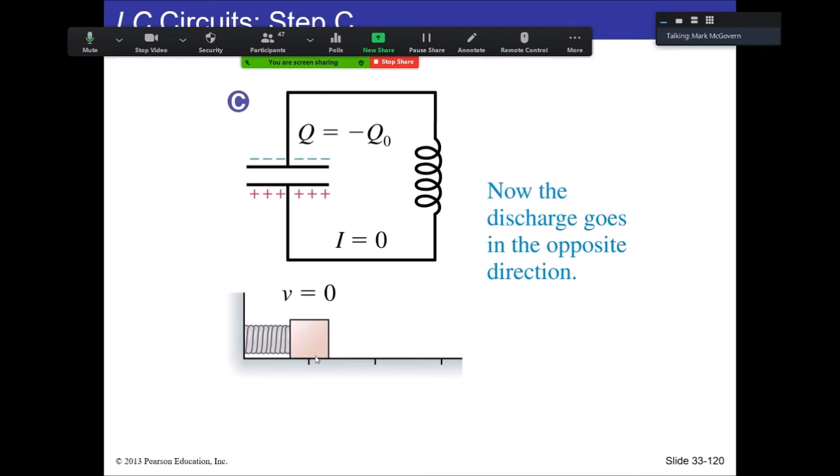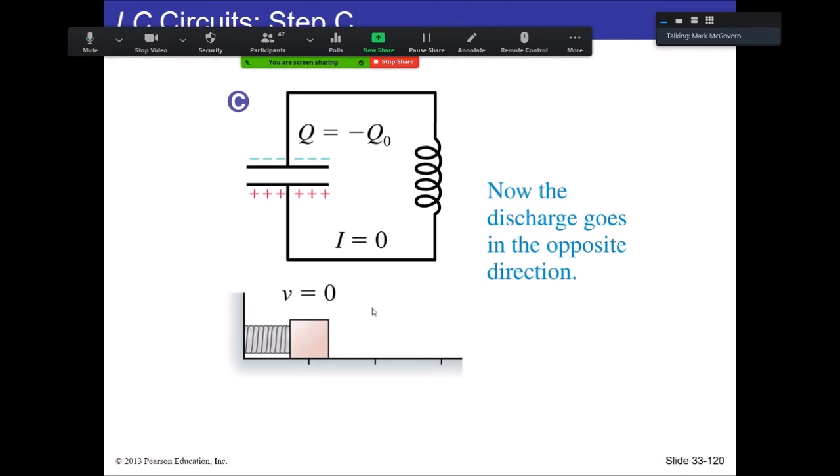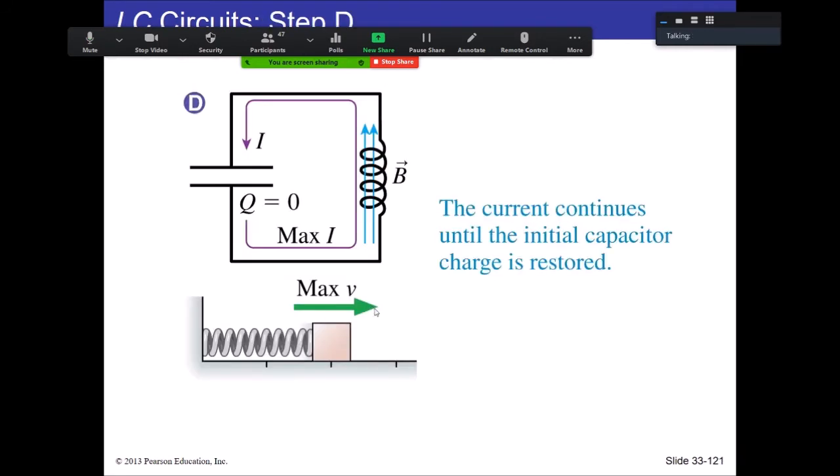Now the block's on the other side, which is like saying the capacitor has its polarity flipped. And then the spring pushes the velocity in another direction. It's like the current's going the other way. When it reaches a max current here, it's like having the max speed for the block, and then the inductor starts to recharge the capacitor. And then we go back to the original position here.